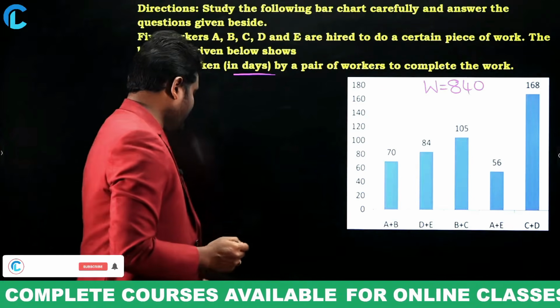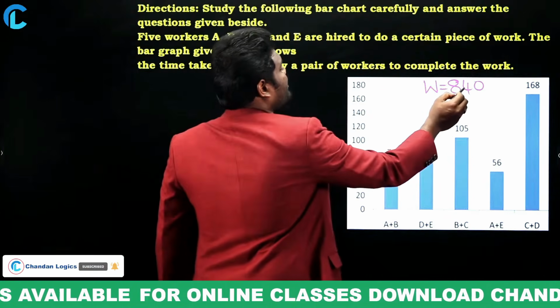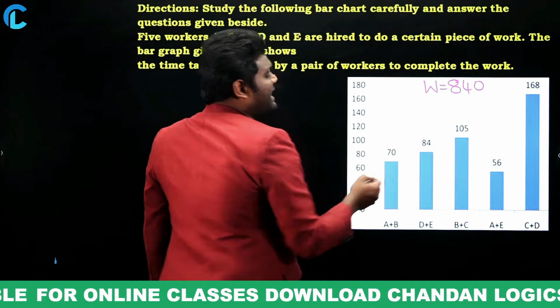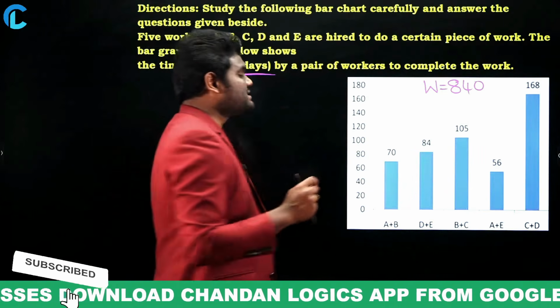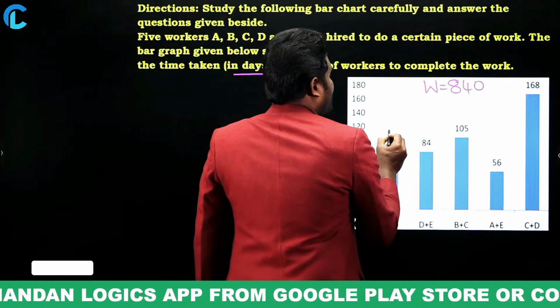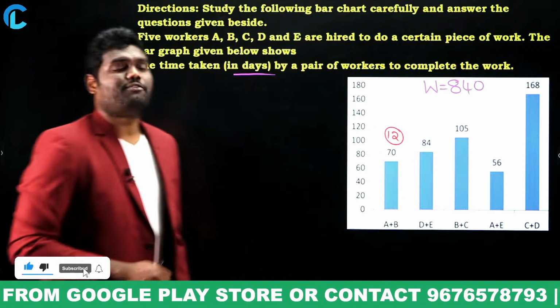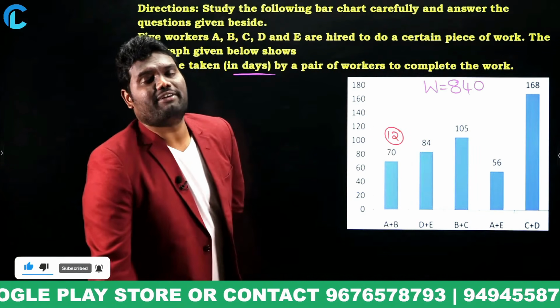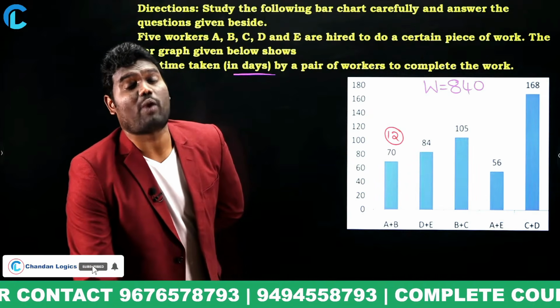Now, observe carefully. To do 840 units of work, A, B are taking 70 days time. As A, B are taking 70 days time, which means in one day they can do how many units of work? In one day they can do 12 units of work. Yes or no? 840 divided by 70. 840 divided by 70 means 12. So, AB will do 12 units of work in one day.